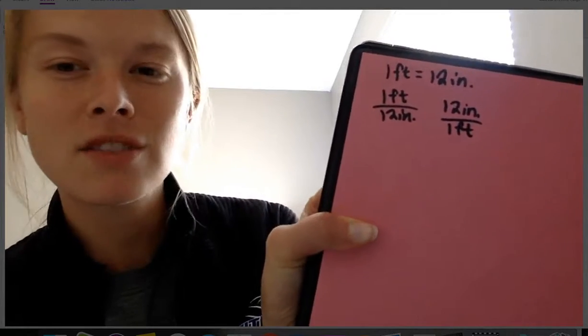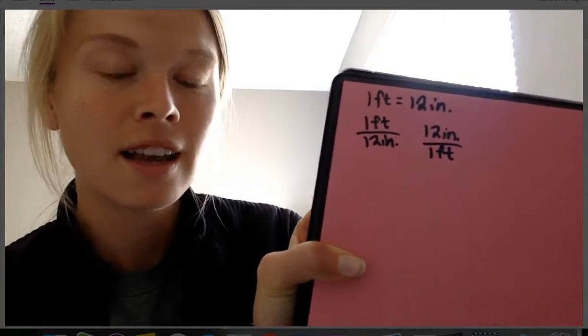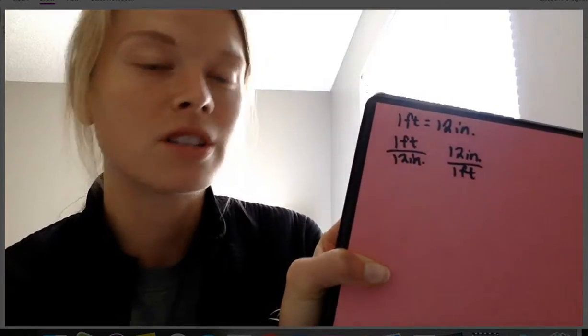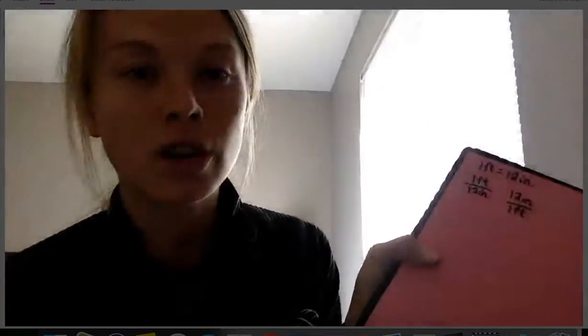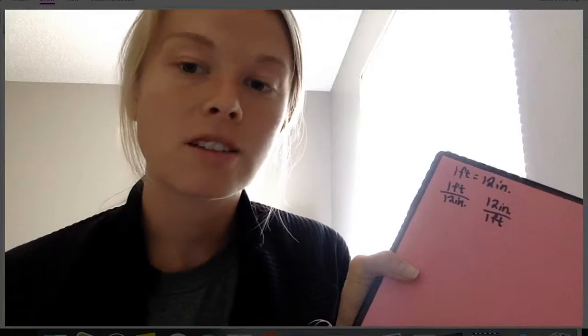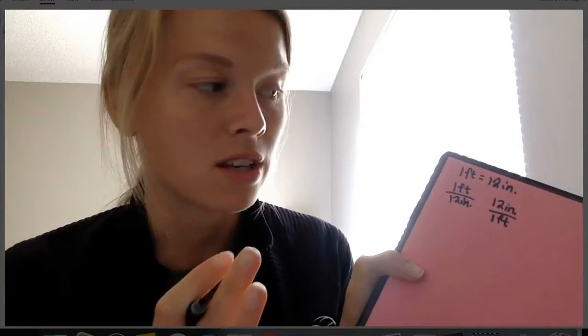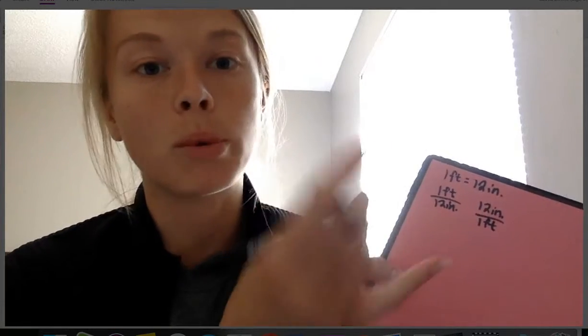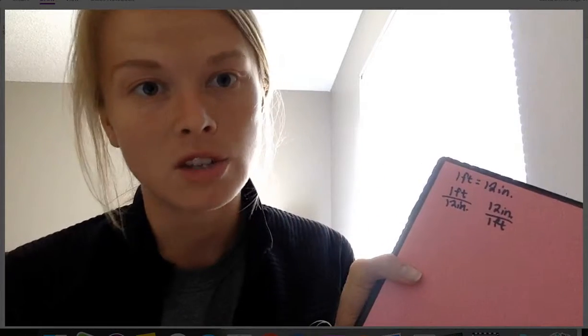So this might seem kind of silly to write the same thing twice, but the reason we need both conversions is because sometimes we might need to convert from feet to inches, and other times we might need to convert from inches to feet. So it's important to know that these can go both ways. We can flip-flop them if we need to.